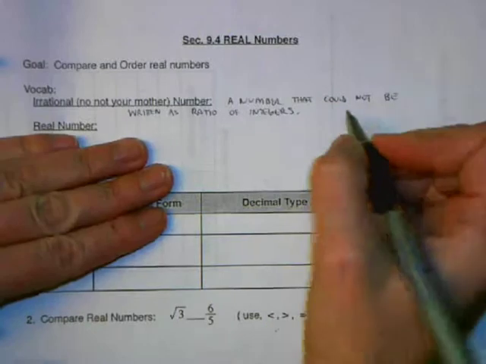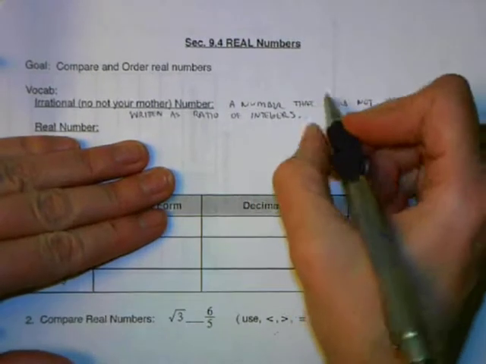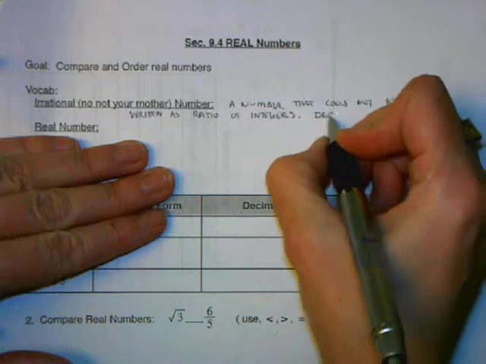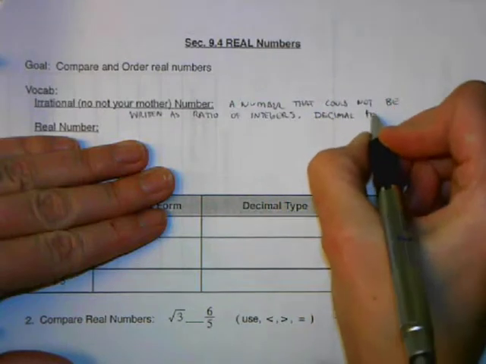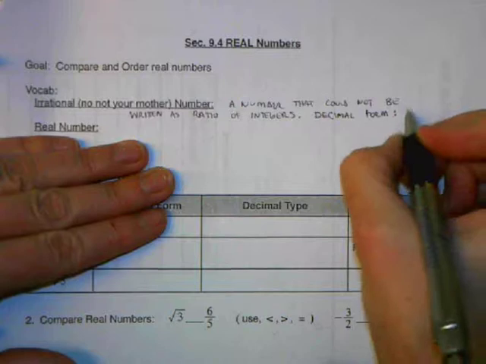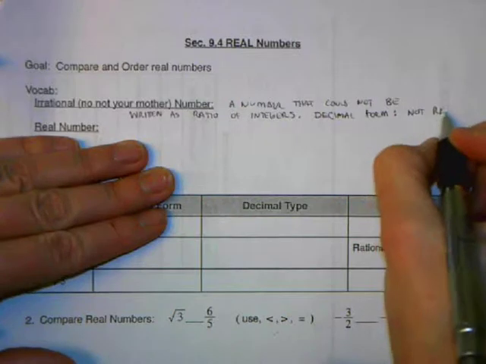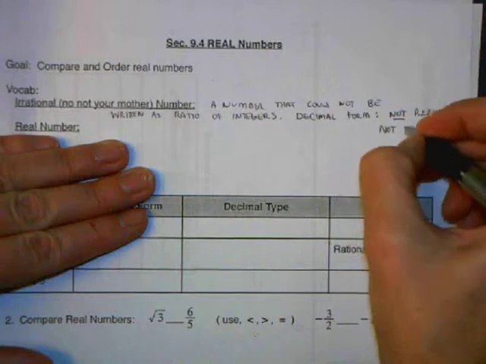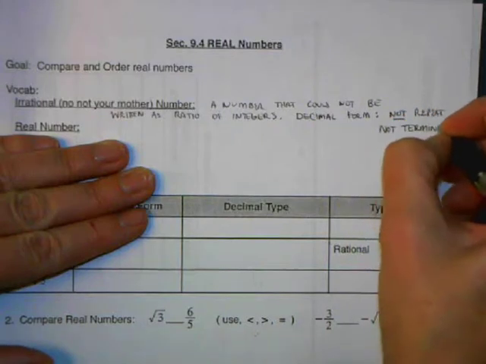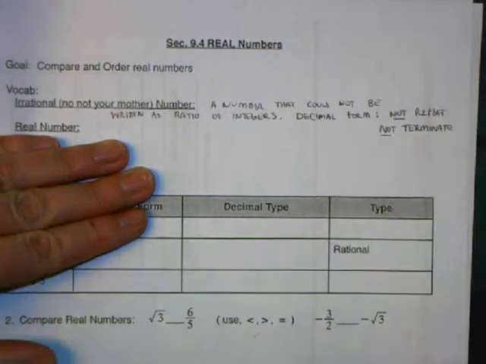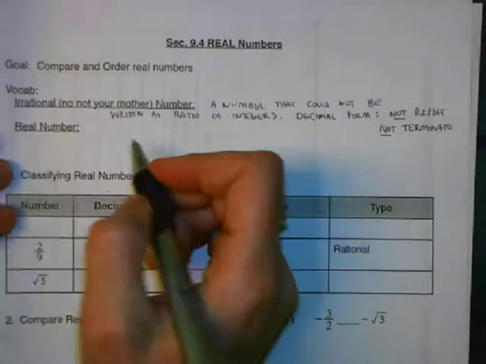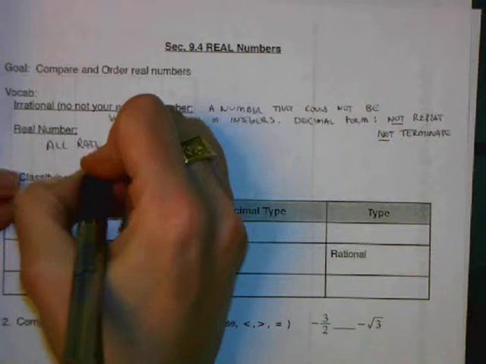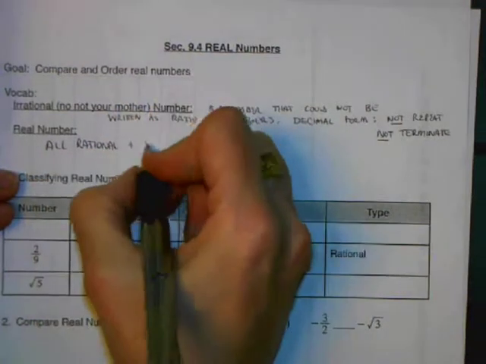It's useful to know that in their decimal form, irrational numbers don't repeat and don't terminate. So the decimal form of an irrational number does not repeat and does not end or terminate. A real number is what we get if we put together the set of all rational and irrational numbers together.